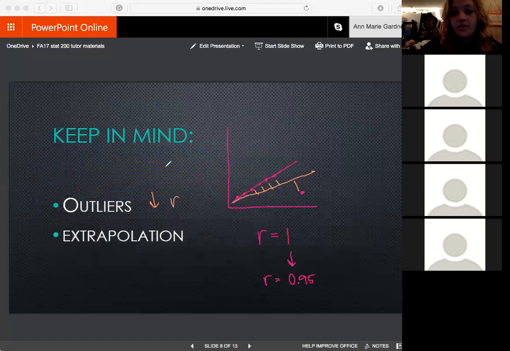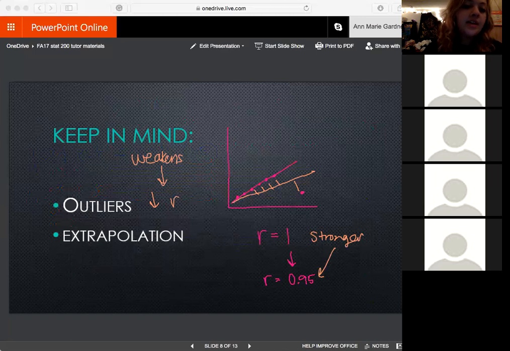Another way to say this is that it weakens it, because R of 1 is obviously stronger than 0.95. And then obviously influential outliers in the data set are going to be the ones that do actually make a change there, and they can increase it in that case. It depends, but often it does decrease in the event of these situations.